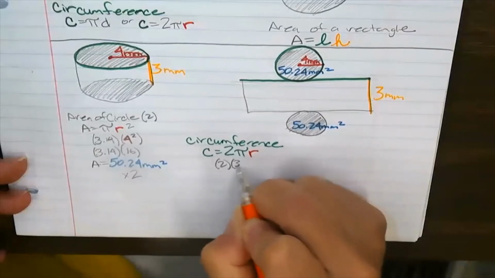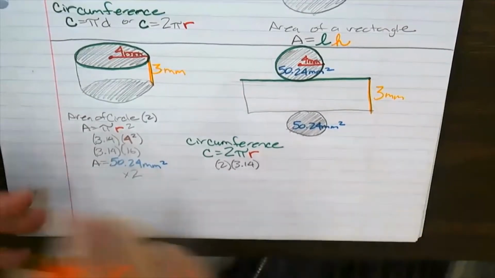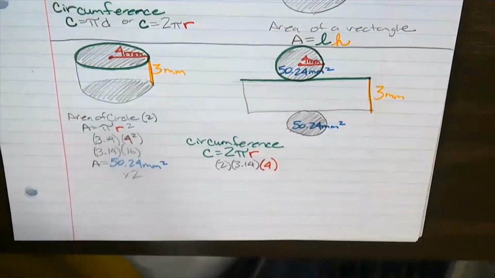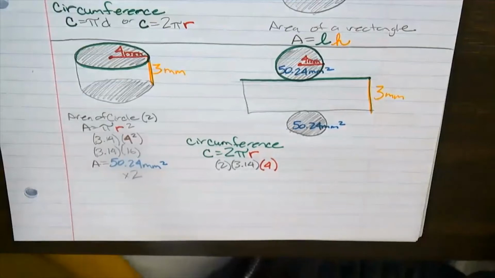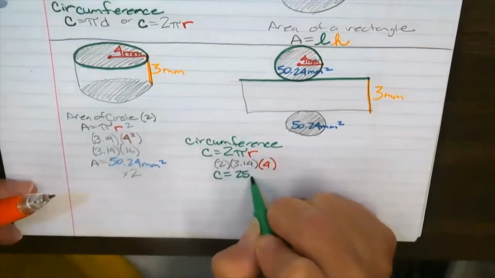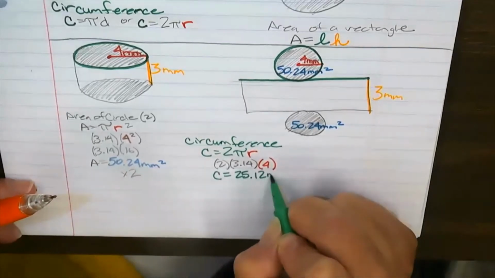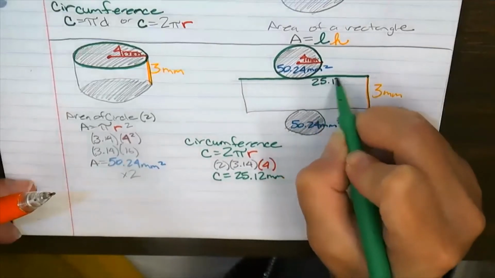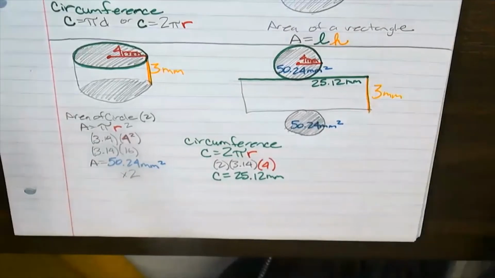2 times pi times my radius. And I'm going to put this into the calculator. 2 times 3.14 is 6.28. 6.28 times 4, my circumference is equal to 25.12 millimeters. So this is 25.12 millimeters.